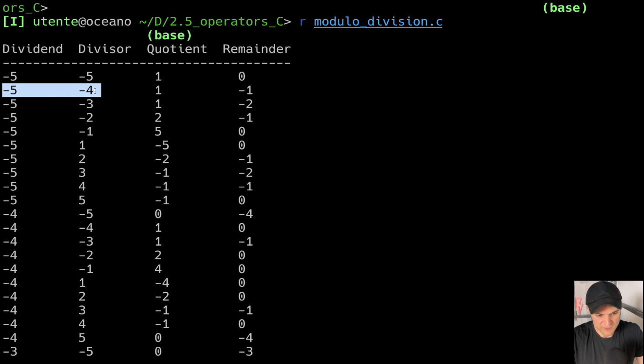5 divided by 4 is equal to 1. I balance the sign, right? So I get plus 1. For the remainder, which is 1, I care only about the dividend, so -1.